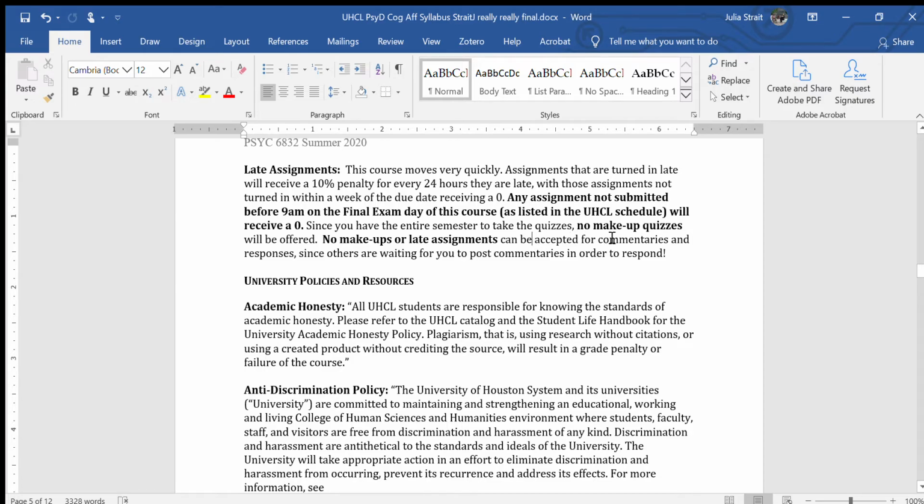The commentaries and responses are just kind of like a daily grade. They're an activity. It's a reflection. You can't really do those late because other people are waiting for you so they can respond.